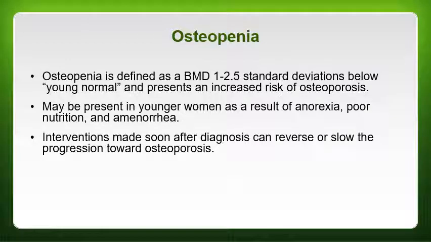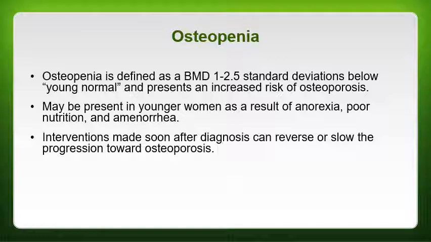Obviously, the idea here is that we want to look to either reverse this process or slow the progression before they actually develop osteoporosis. So if you do catch this early enough and have appropriate interventions, you could reverse it, or at the very least limit the speed at which someone develops osteoporosis. Again, vitamin D and calcium are an important part of this process.